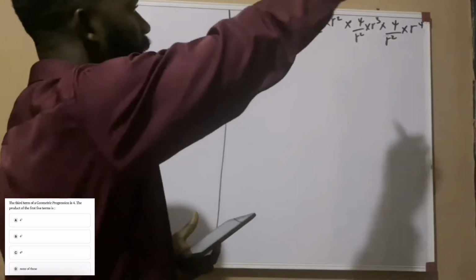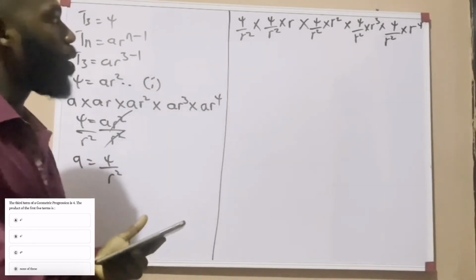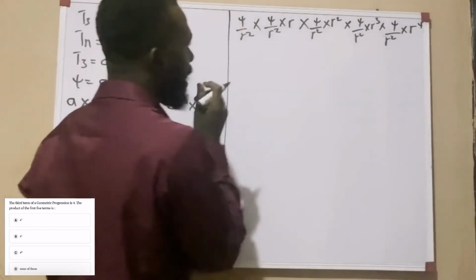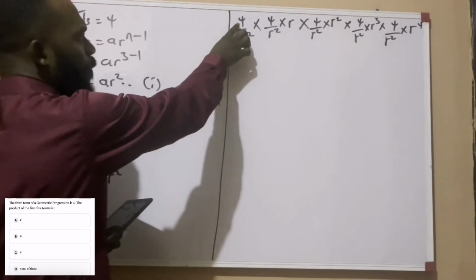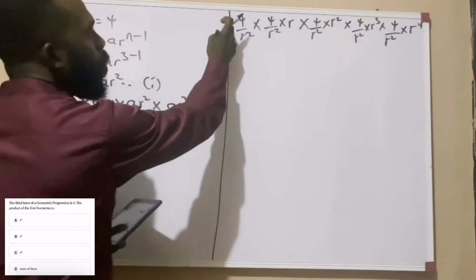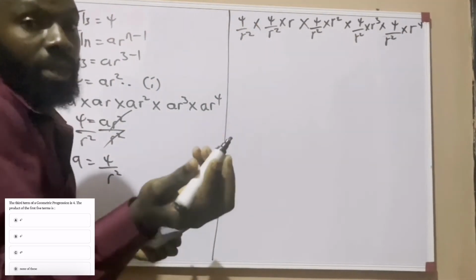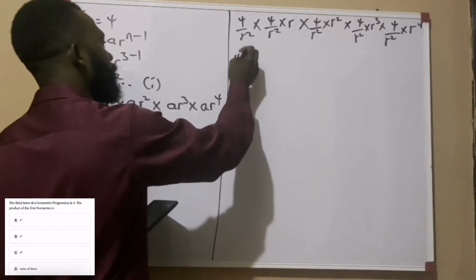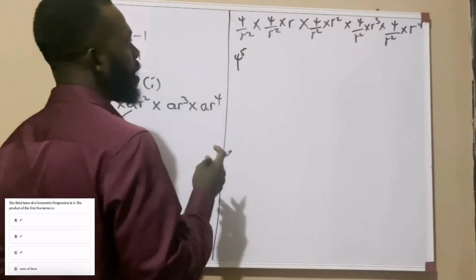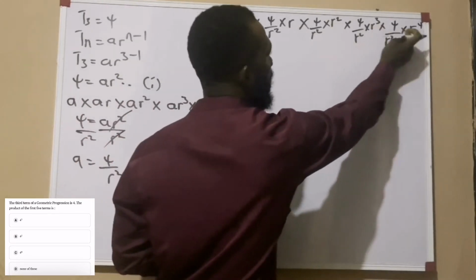Now the best way for us to solve this is, let us multiply all through the numbers, and when we multiply the numbers, we also multiply the powers of R together. Now let's see. 4 times 4 times 4 times 4 times 4. We have 1, 2, 3, 4, 5 fours. So we can say 4 raised to the power of 5. And then I have R, R, R, and R.